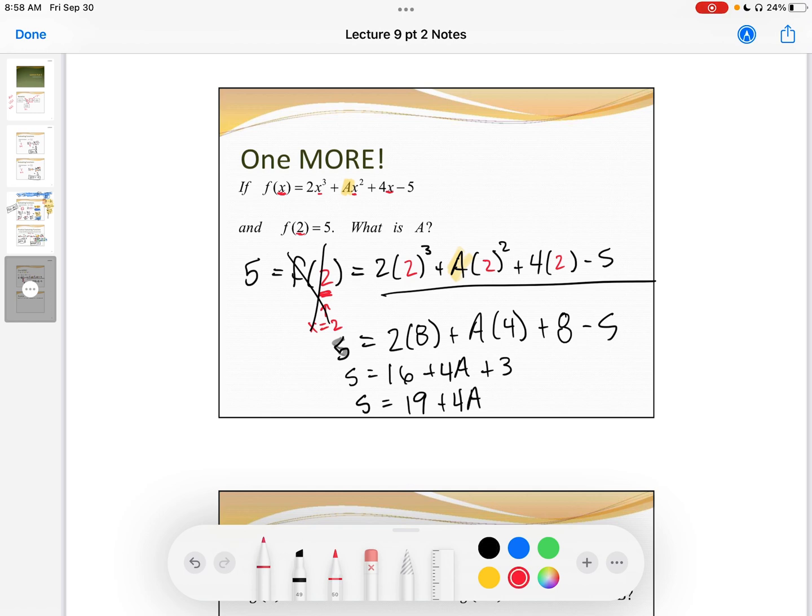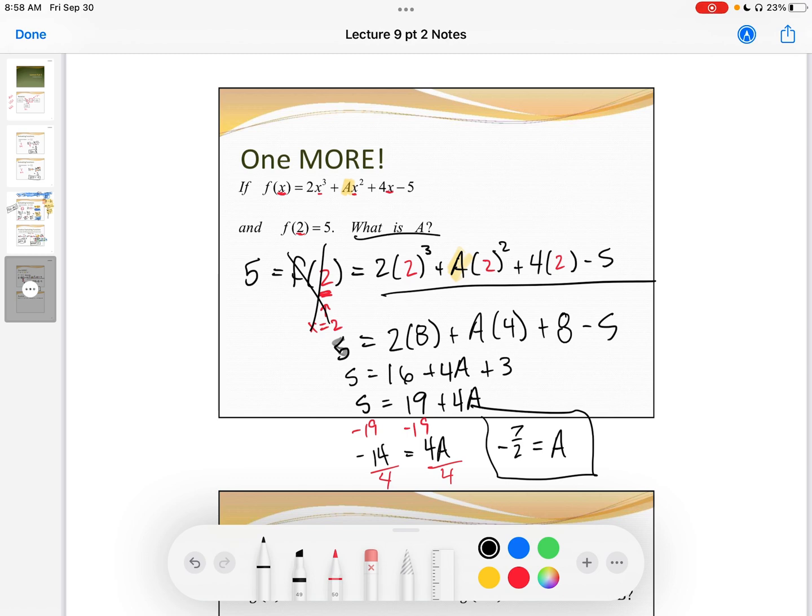Okay, and all I'm doing now is just solving. Get my 19 over to the other side, which gives me negative 14 equals 4a. Divide both sides by 4, and I find that a equals negative 7/2. They want to know what a is. Here is what a is.